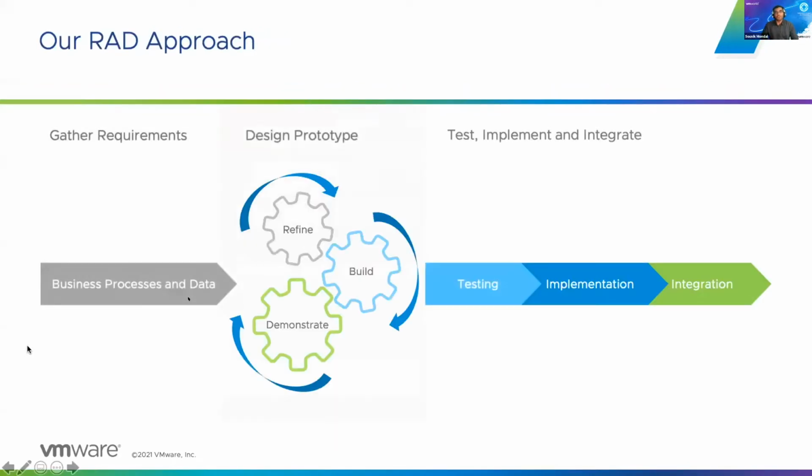How are we following rapid application development in VMware? This starts with data modeling, and this is part of our business process and data processing. Once data models are ready, then we move ahead with refining, building, and demonstrating these data models, which are cultivated into a simple prototype. These prototypes are constantly tested across different environments and instances, which we call across development phases, testing phases, user acceptance testing.